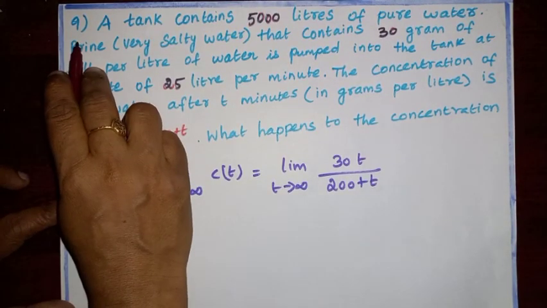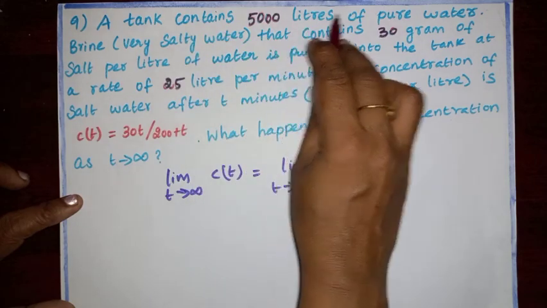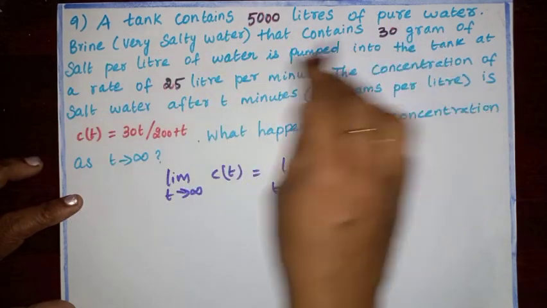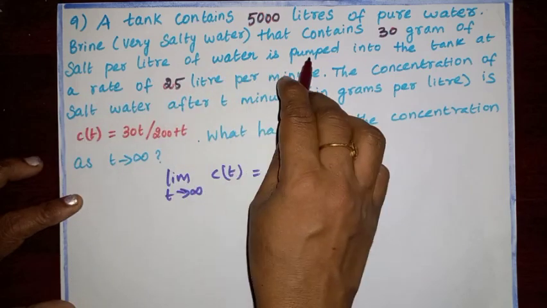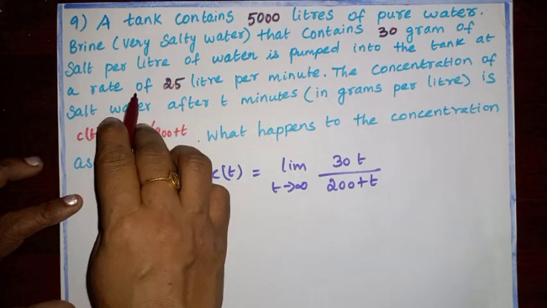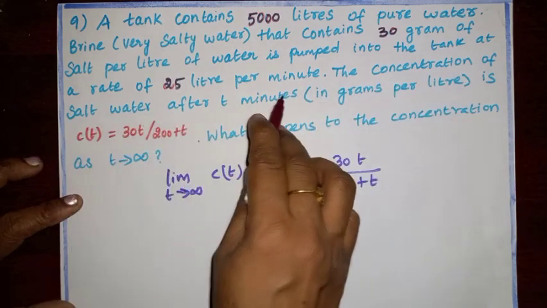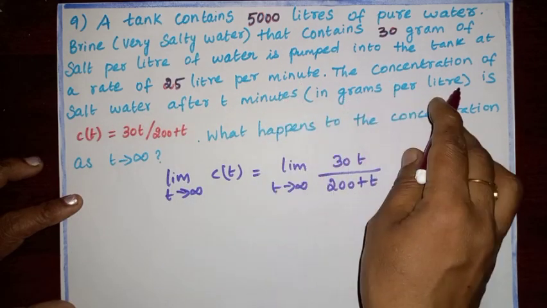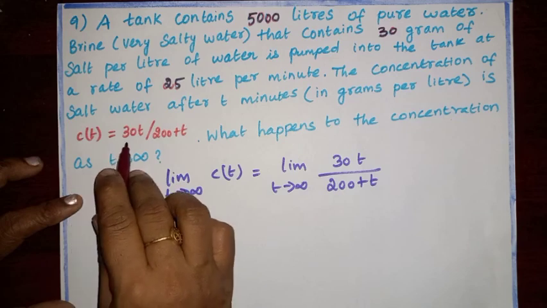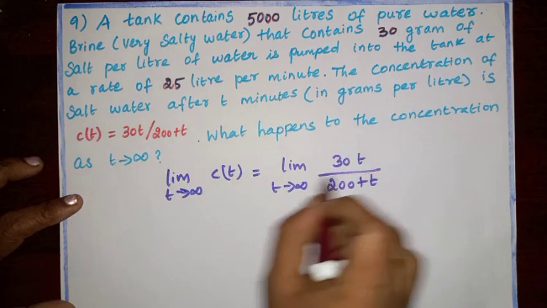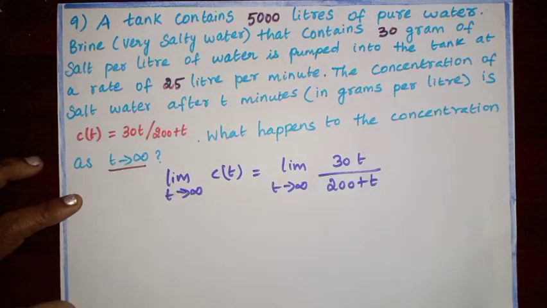Sum number 9. A tank contains 5000 liters of pure water. Very salty water that contains 30 grams of salt per liter of water is pumped into the tank at a rate of 25 liters per minute. The concentration of salt water after t minutes in grams per liter is C of t, which is equal to 30t by 200 plus t. What happens to the concentration as t tends to infinity?